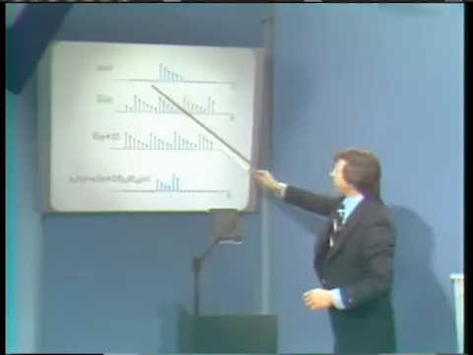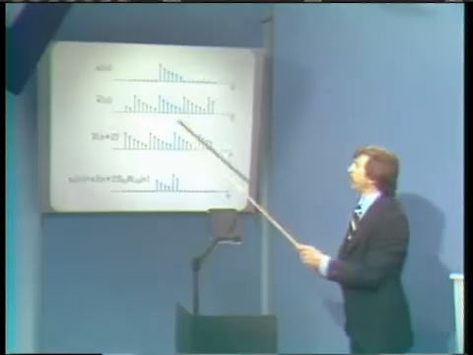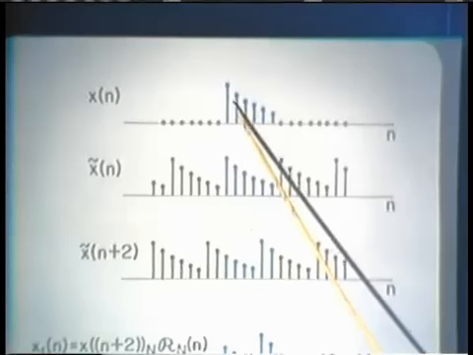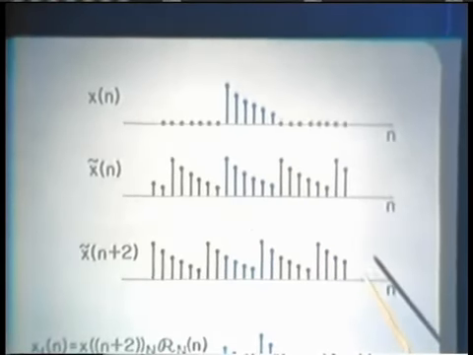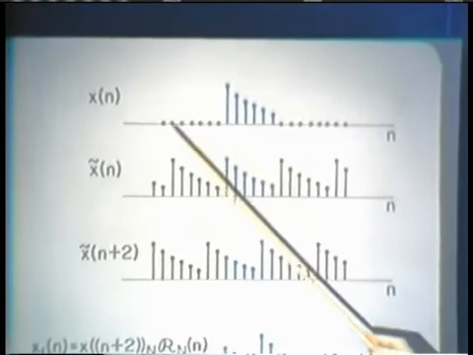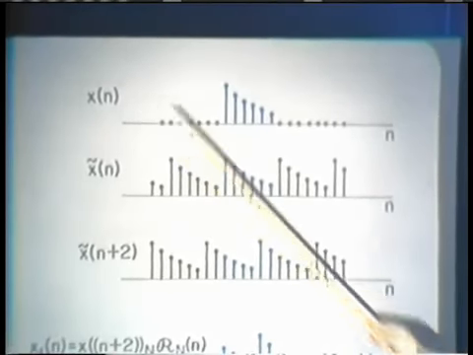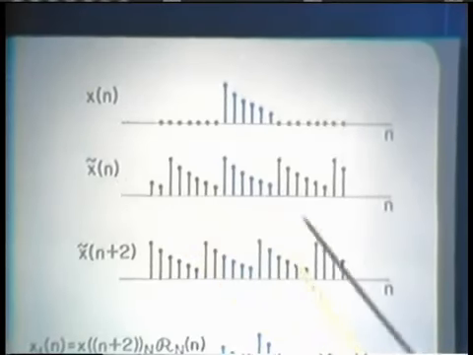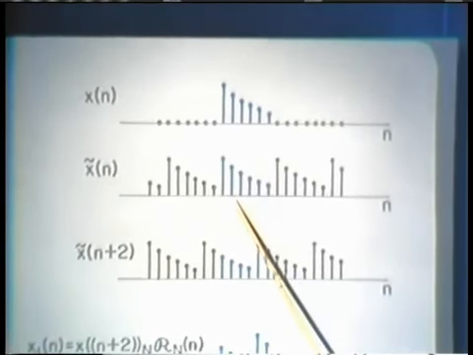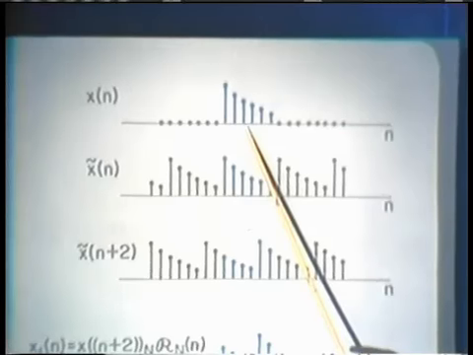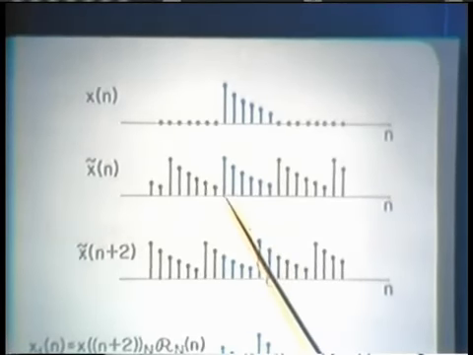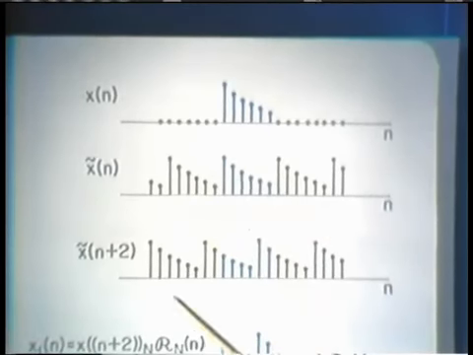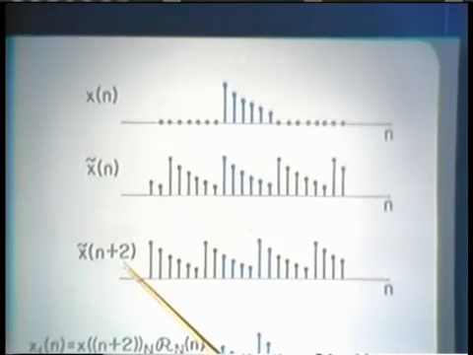Here I have a sequence x of n, which is of finite length. So it's non-zero only in the region of the blue values. And to generate the shifted version of x of n, we first generated the periodic sequence, x tilde of n. And so this is the periodic replica or equivalent of this finite length sequence. So we simply have this period repeated over here, repeated there, etc. It was this sequence that we shift.